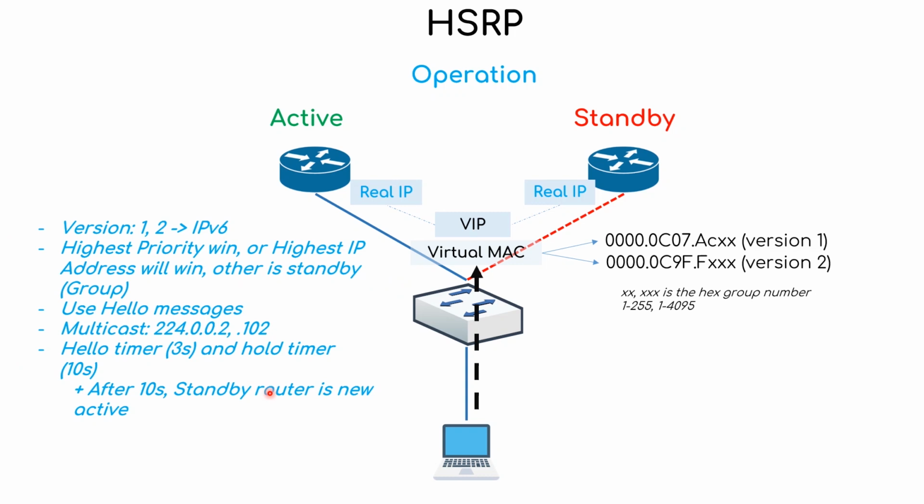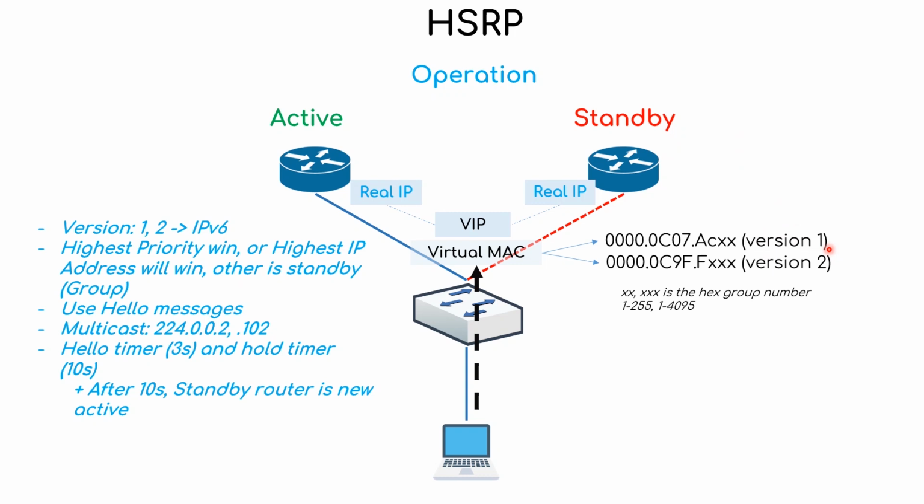After the election, the active router handles the virtual IP address and implements the virtual MAC address on each interface. The virtual IP address is configured under the HSRP configuration on each interface, and the IP is in the same subnet on each interface. And the virtual MAC address is generated automatically, following one of two formats depending on the version we are using.